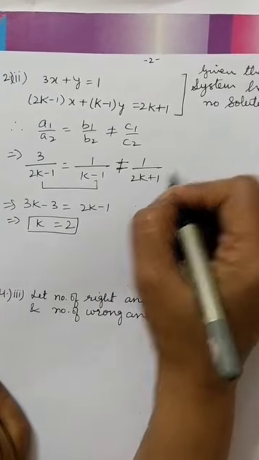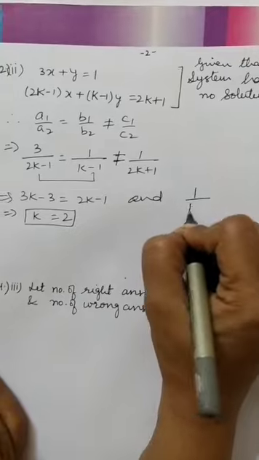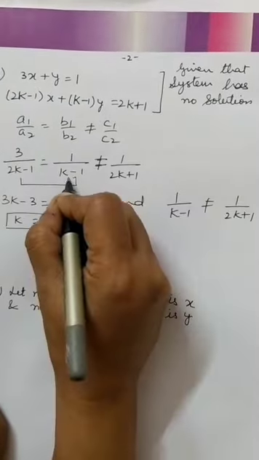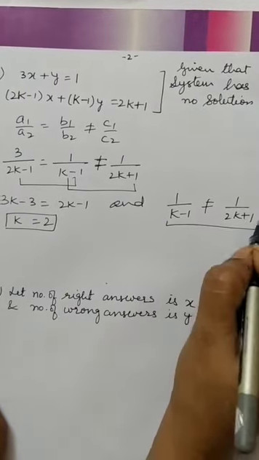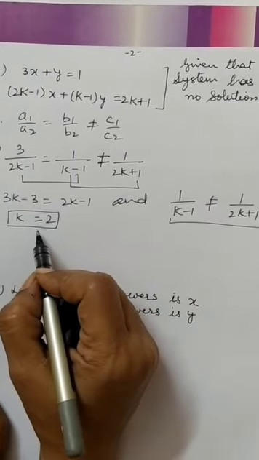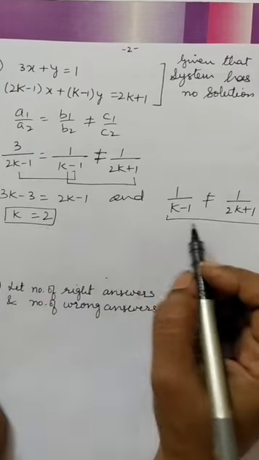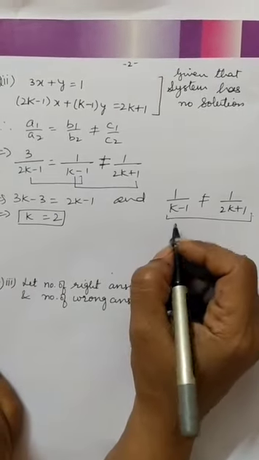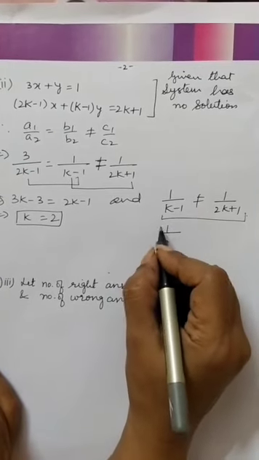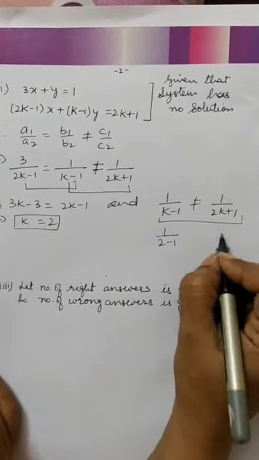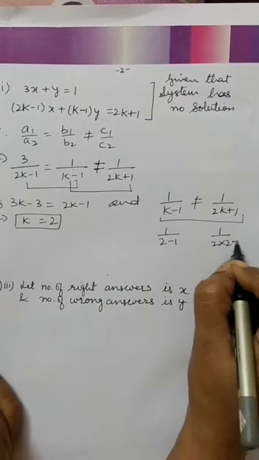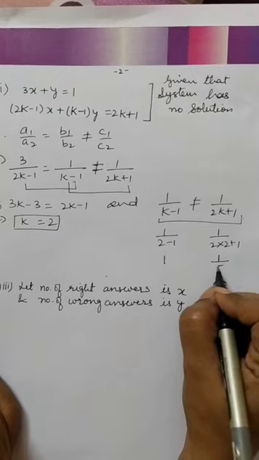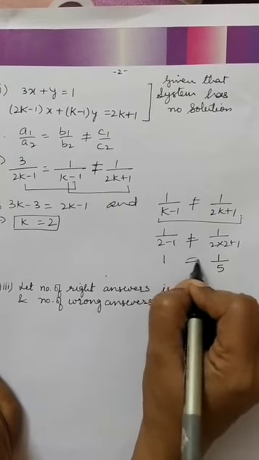Also, 1 upon k minus 1 is not equal to 1 upon 2k plus 1. From here we have got this relation. Let us see that the value of k which we have obtained here satisfies this relation also. If we replace k by 2, it becomes 1 upon 2 minus 1, and 1 upon 2 into 2 plus 1. That means 1, and here we get 4 plus 1, 5. Yes, they are not equal.